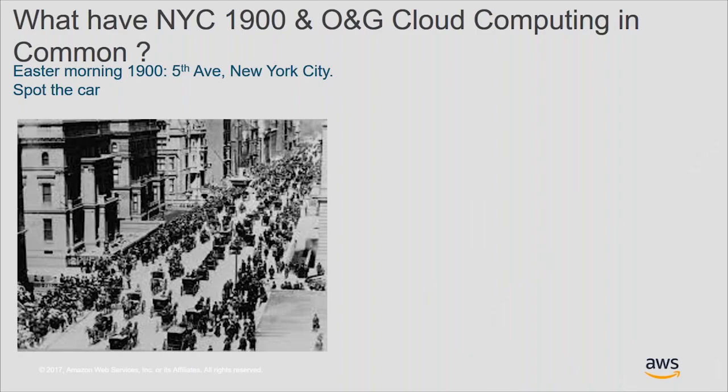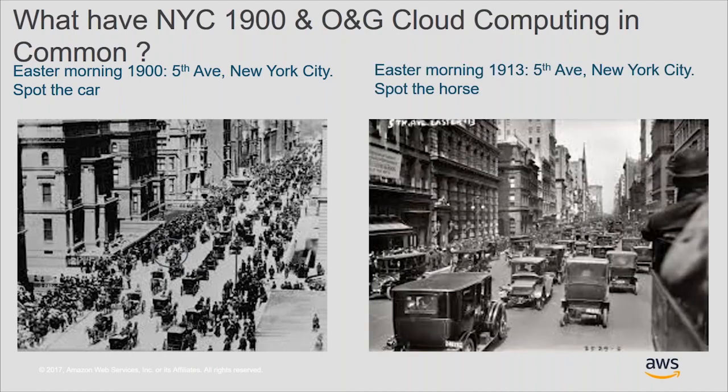On Easter morning in 1900, this is a shot of Fifth Avenue in New York City, and we'd like to ask you to try and find the car. And there it is right there with that circle. Now, just a few years later, this is Fifth Avenue, and we'd like to ask you to spot the horse. So in just a short period of time, there were 4,000 registered cars and it was very difficult to find the car on Fifth Avenue. And then just a few years later, now you can't find the horse.